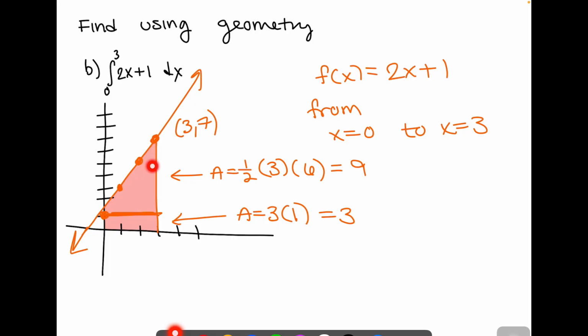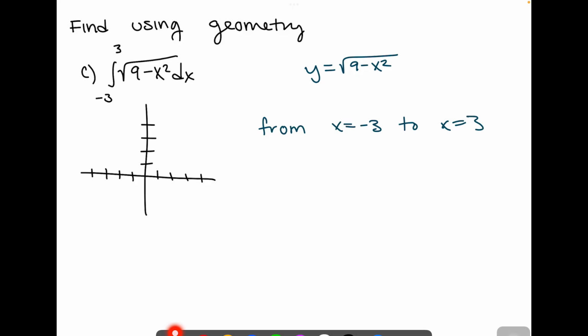And so looking at my picture, I have a triangle. My triangle has a base of 3 and a height starting at y equal 1, going up to y equals 7, so the height would be 6. So 1/2 base times height would be 1/2 times 3 times 6, that's 9. And then I have this little rectangle here that has a base of 3 and a height of 1. So 3 times 1 is 3. So total area would be 9 plus 3, or 12. And again, that is the value of my definite integral. Had I used the Riemann sum and a limit process, I would have gotten the exact same answer.